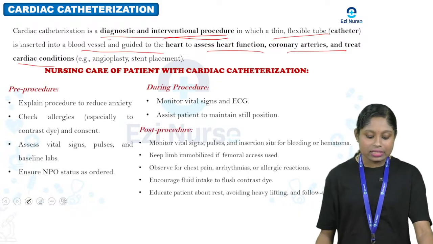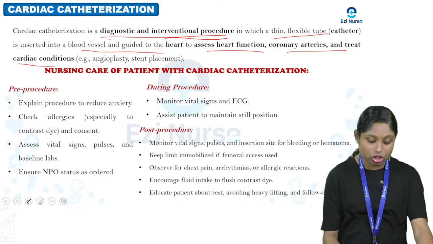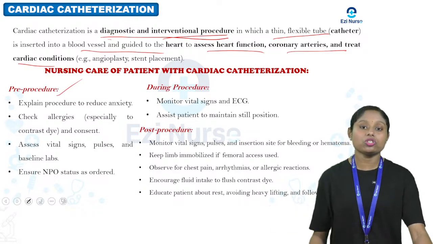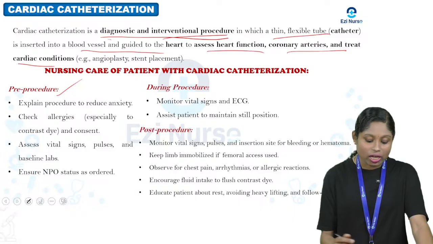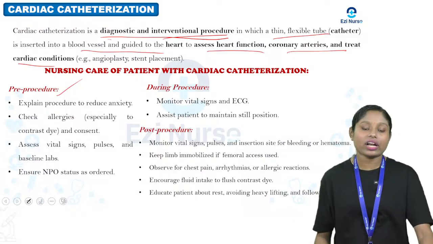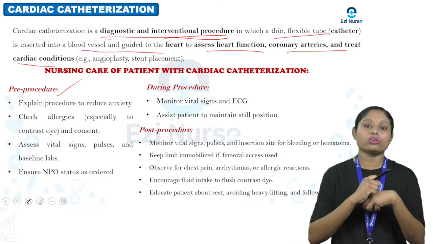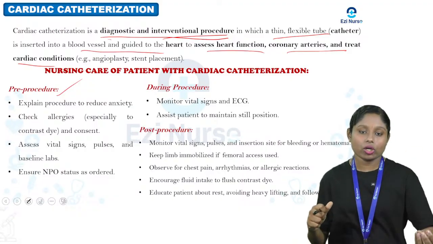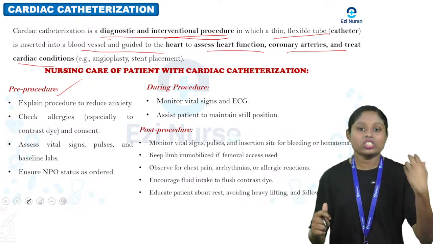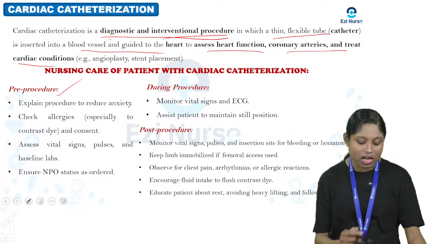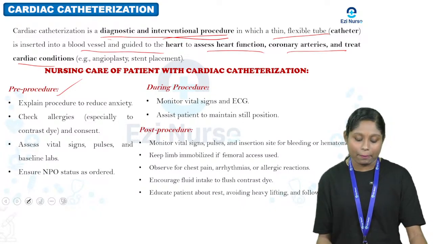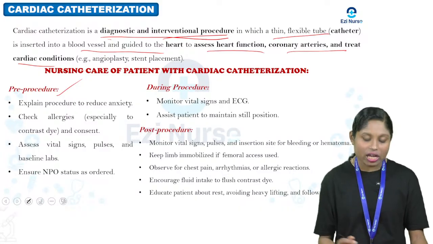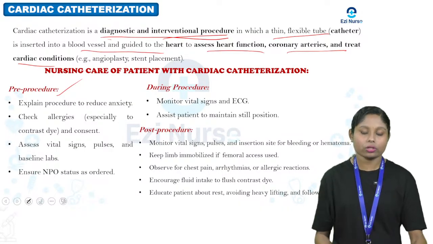So what is the nursing care of a patient with cardiac catheterization? Pre-procedure, before the procedure, what are the things? Explain the procedure to reduce anxiety. Check allergies, especially to contrast dye, since we will administer contrast dye through the catheter. So we need to check for allergies and get the consent. Assess vital signs, pulse and baseline labs. Ensure nil per oral status as ordered. So this is before the procedure.